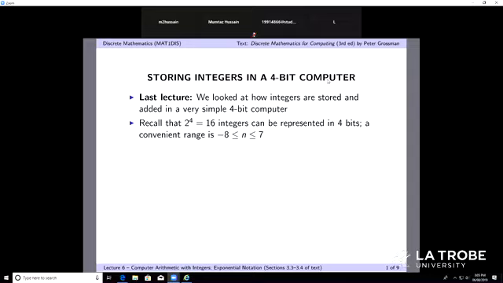In a 4-bit computer, the range of integers that you can take is between -8 and 7. And the first bit is the sign bit.